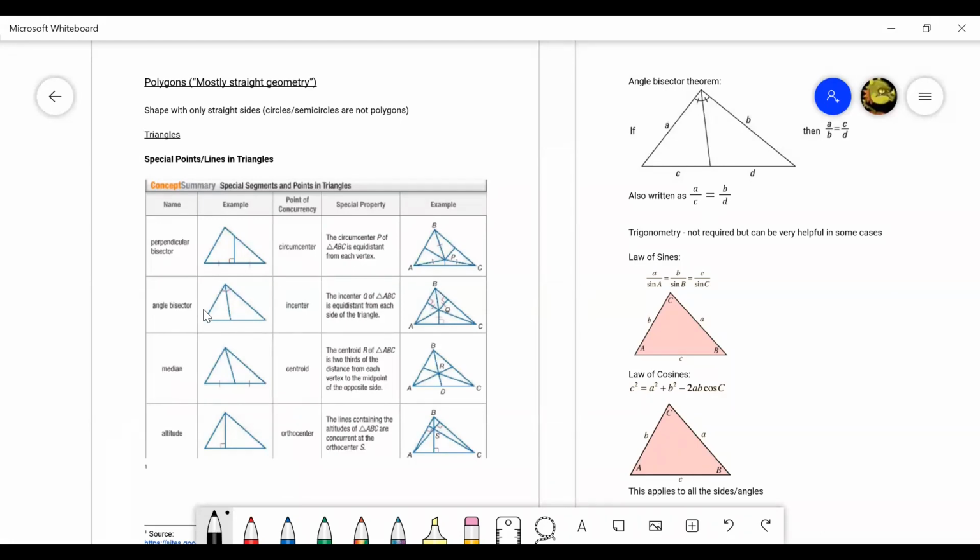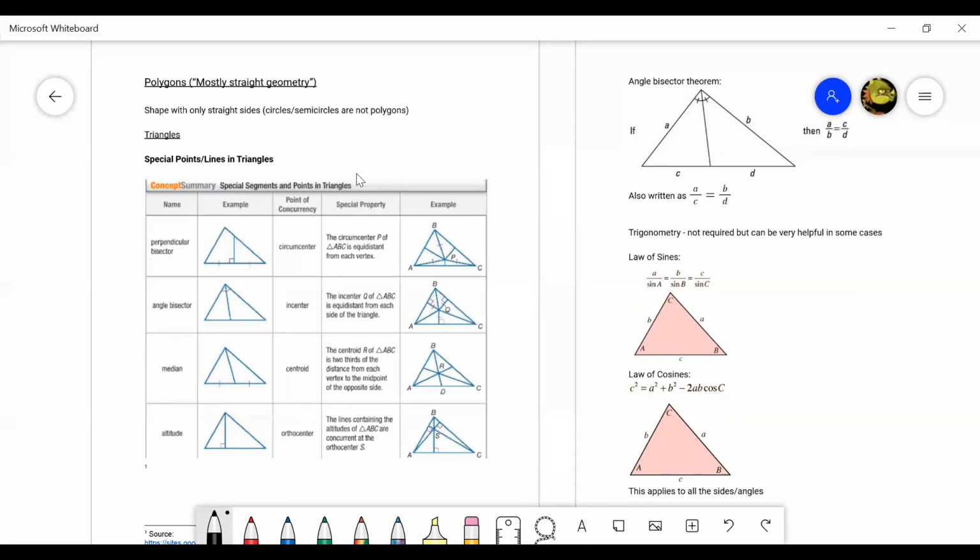The first one you see here is the perpendicular bisector, and that is just the line that is perpendicular to a side of a triangle and bisects, or passes through the midpoint of, that side. The point of concurrency means that these lines for each side will intersect at the same point. And that point is going to be the circumcenter of the triangle.